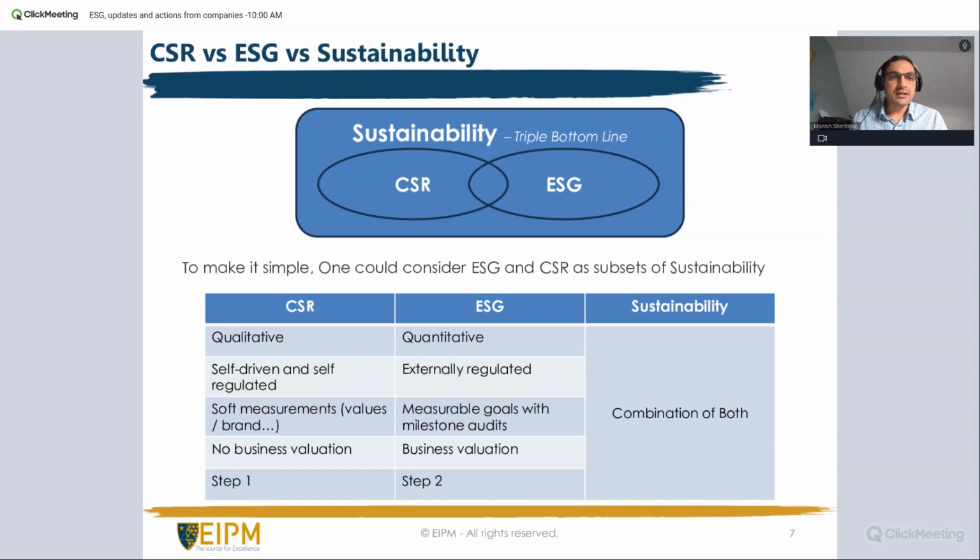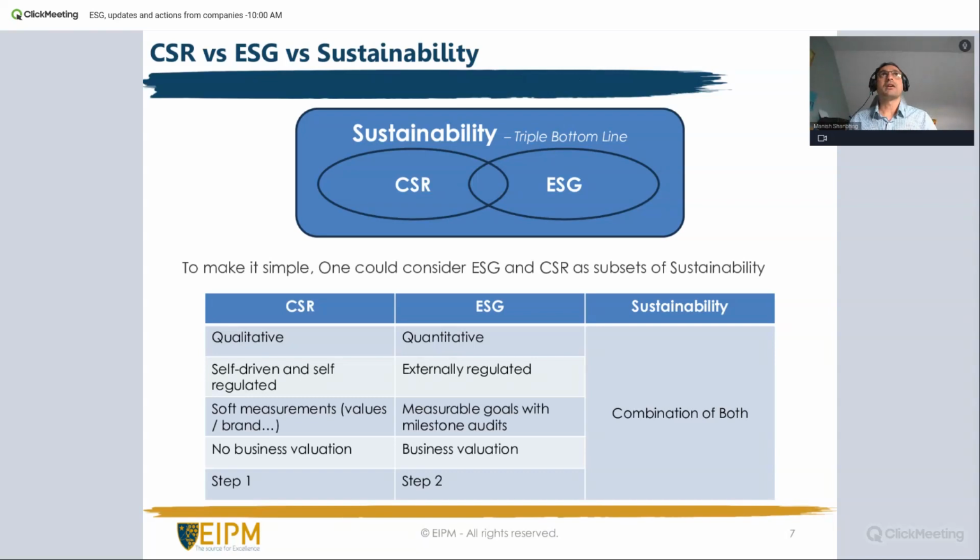So what does CSR consider? CSR is largely a self-driven, company-driven initiative, right? And self-regulated. So as a company, I can decide this is what my CSR, corporate social responsibility actions are going to be. It's self-driven. The company can decide, they can choose, they can say yes or no to a few things. Whereas ESG is regulated externally. So there are these frameworks.